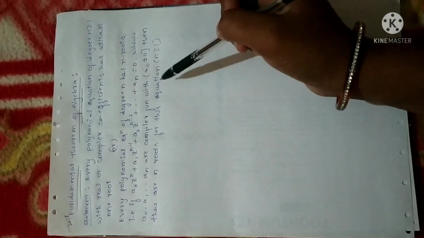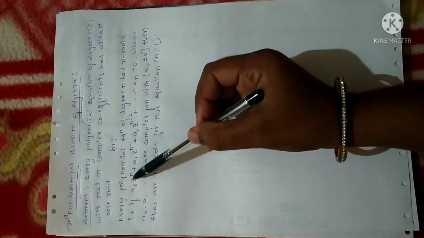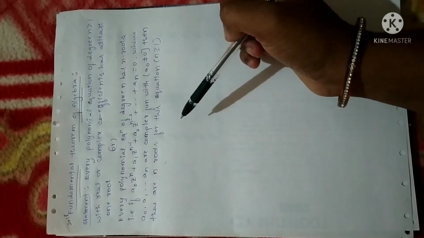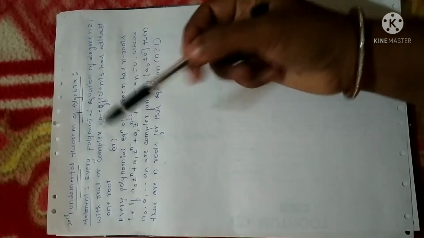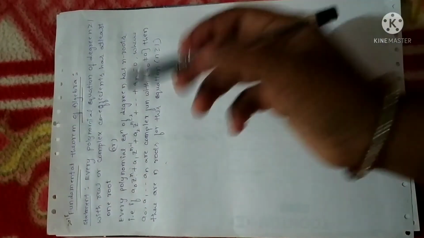Then there are n roots of the equation, that is, any polynomial which is of degree n. So a polynomial of degree n has n roots. For example, if you have a polynomial of degree 2, it should have 2 roots. If you have a polynomial of degree 3, it should have 3 roots. So similarly, if you have a polynomial with degree n, you have to prove it has n roots. So let me prove.